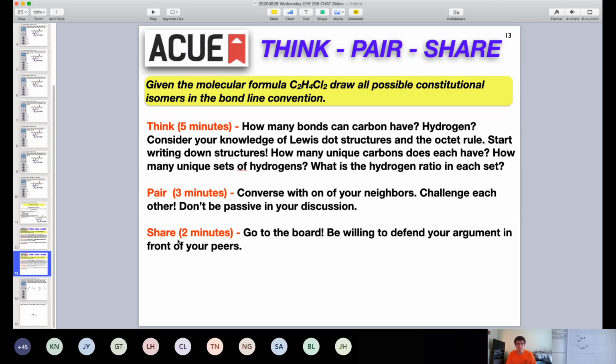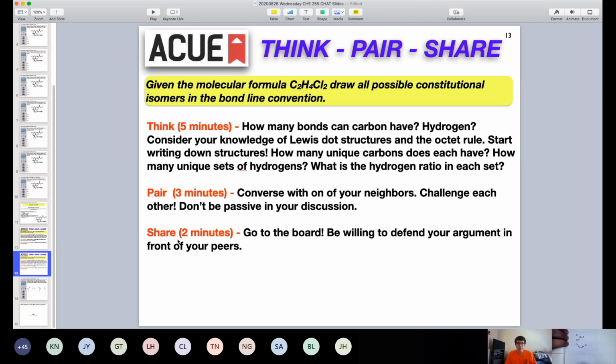So Hannah's asking about the rules. The halogens will add to your carbon count. We have 2 halogens. That's why I added 2 to this to get this right here. Nitrogens actually subtract, so you would subtract them out. There's no other constitutional isomers you can draw for this.